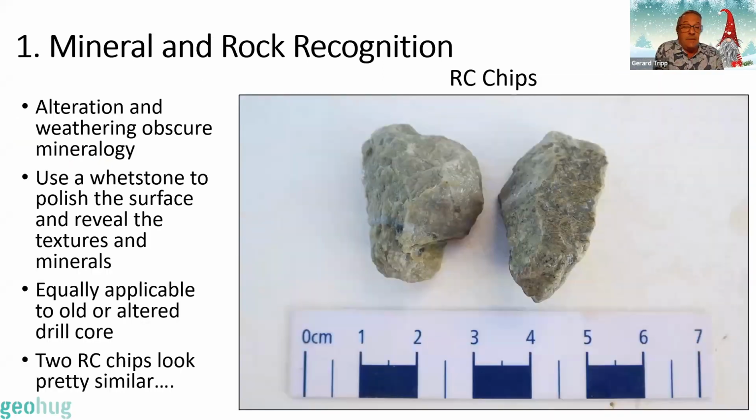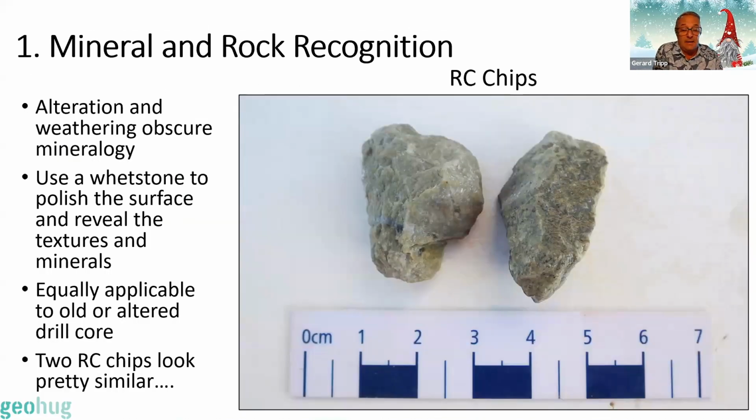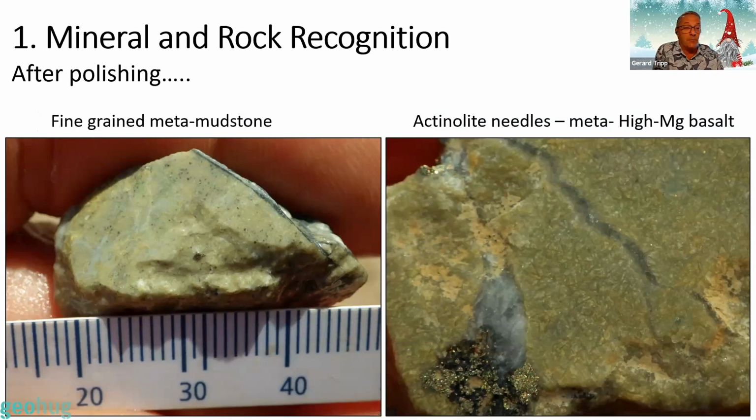So here's a couple of chips that you would get out from an RC hole. They look pretty similar, and just visually, you wouldn't really call them different things. But if you polish them up, what we get on the left is a fine-grained mudstone, and on the right-hand side, you can see there's a texture in that rock. That's an igneous rock texture, and even though the color is not typical of a mafic rock, this is actually a mafic high magnesium basalt. So those two chips that look pretty similar, when you polish them up, couldn't be more different in terms of their composition and how you would interpret them and put them on your map.